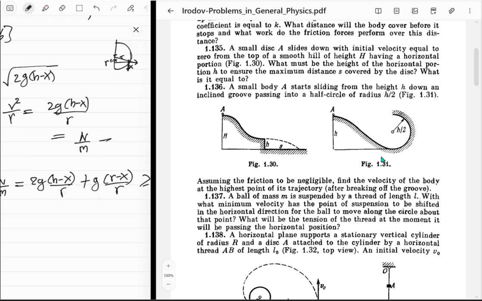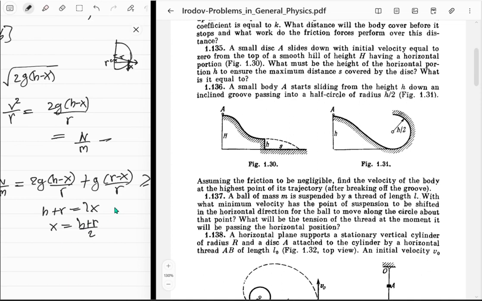That will happen when h plus r is equal to 2x. So x is equal to (h plus r) upon 2. Whenever it's bigger than this, it will start going away. Well, in this particular case, r is just small h upon 2, so it's going to be 3h upon 4.